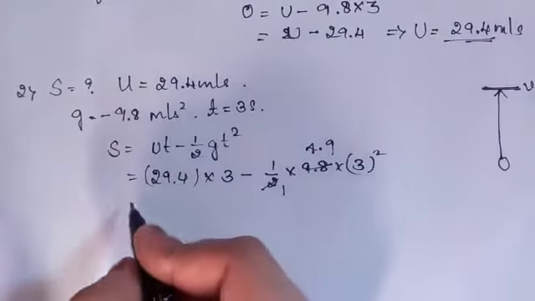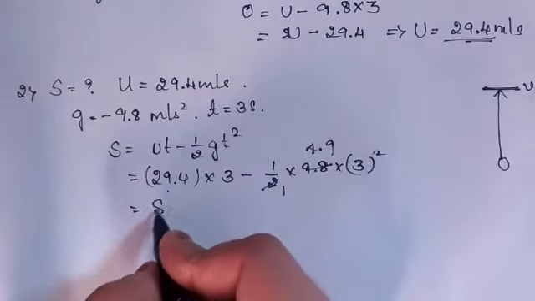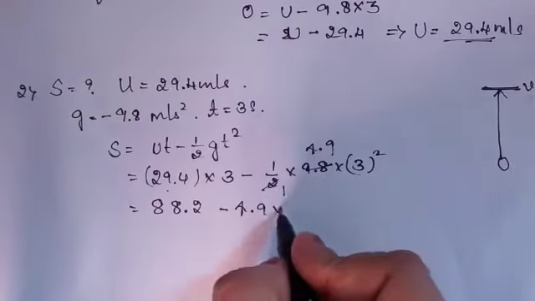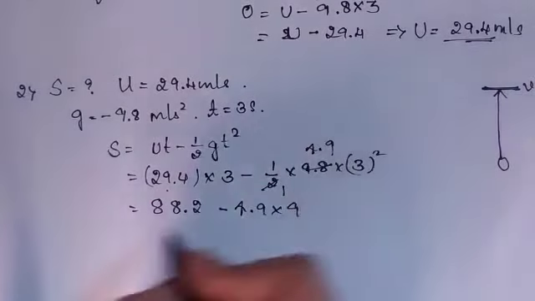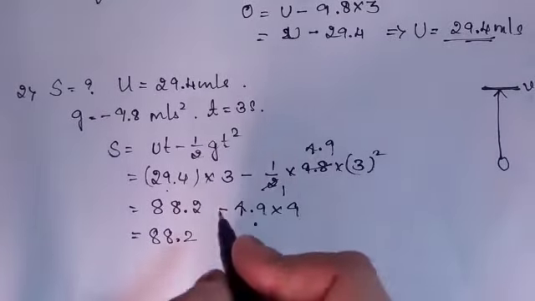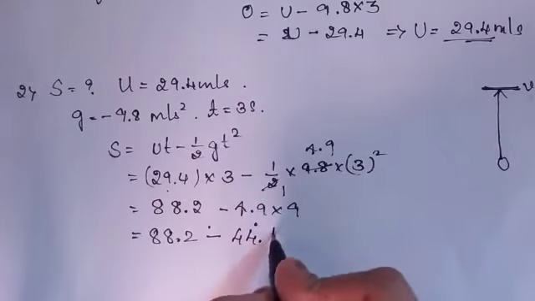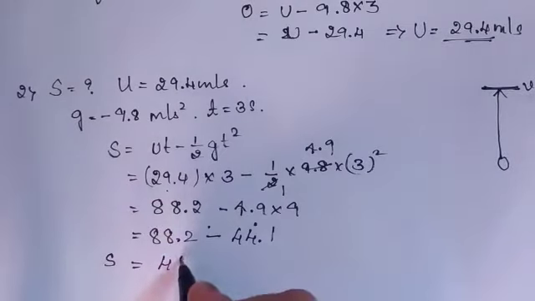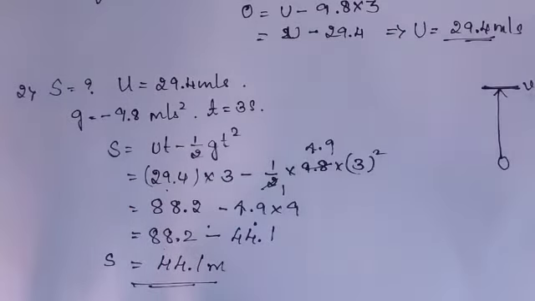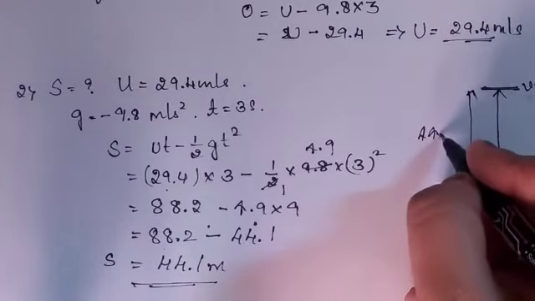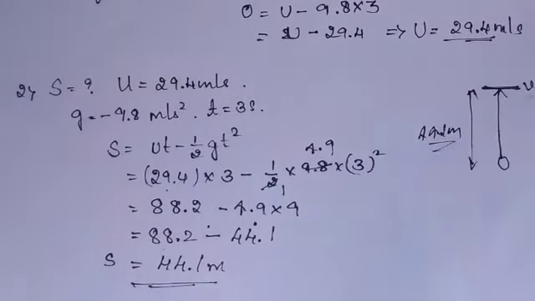So now let me substitute 29.4 into 3. I'm going to get 88.2 minus 4.9 into 3 square, which is nothing but 3 3s are 9. So 88.2 minus 4.9 into 9, I am going to get minus 44.1. So 88.2 minus 44.1 is nothing but 44.1 meter. So what is the maximum height reached by this stone here? The maximum height reached by the stone is 44.1 meter. Okay, so this is about the second one.